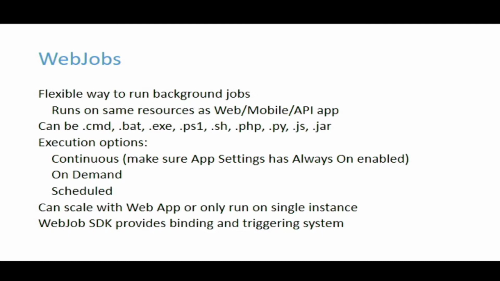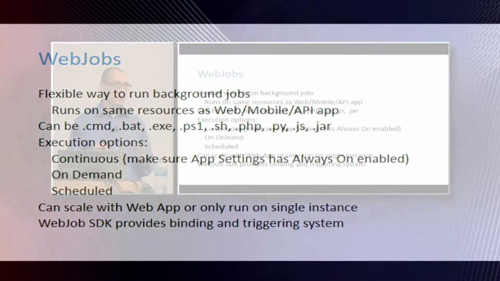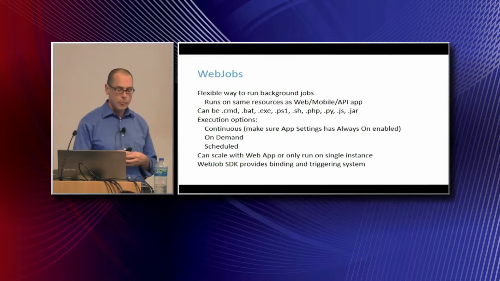You've got choices of just your batch files, your command files, PowerShell files, or you can go write subsystems and run EXEs as a web job. You can do them so they're always running. That's a continuous web job. And one of the key things you'll want to remember, if you're doing a continuous web job, turn on that Always On for the web app, or otherwise it's not going to continuously run.